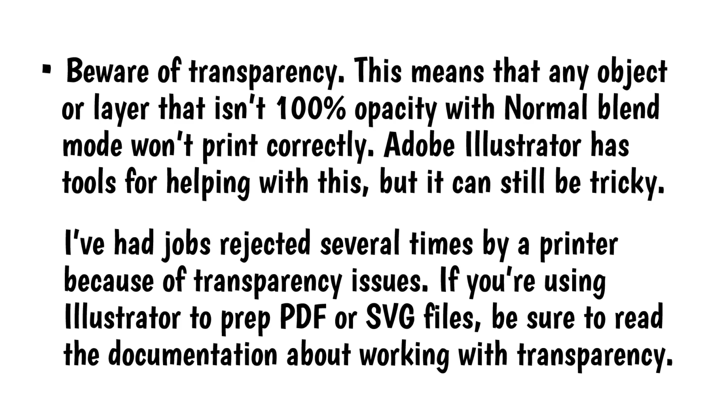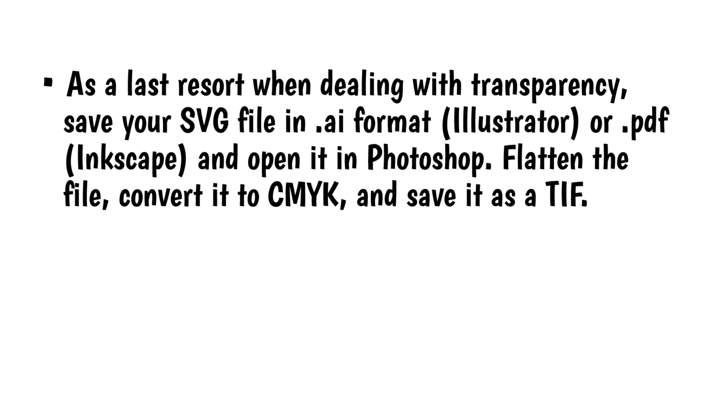As a last resort when dealing with transparency, save your SVG file in .ai format (Illustrator) or .pdf (Inkscape), and open it in Photoshop or GIMP. Flatten the file, convert it to CMYK, and save it as a TIFF.